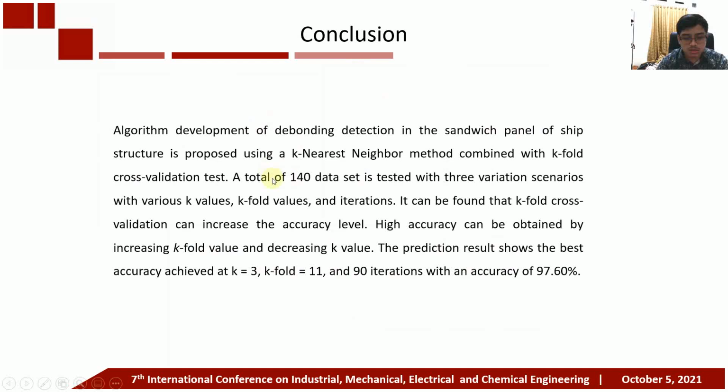So, from the conclusion, algorithm development of debonding detection in the sandwich plate system of the ship structure is proposed using the KNN algorithm combined with K-fold cross-validation. A total of 140 datasets are tested with three variation scenarios using various values of K, K-fold value, and iteration. It can be found that K-fold cross-validation can increase the accuracy level. High accuracy can be obtained by increasing the K-fold value and decreasing the K value. The prediction result shows the best accuracy achieved at K3, K-fold 11, and 90 iterations, with an accuracy of 97.6%. Thank you for the attention.